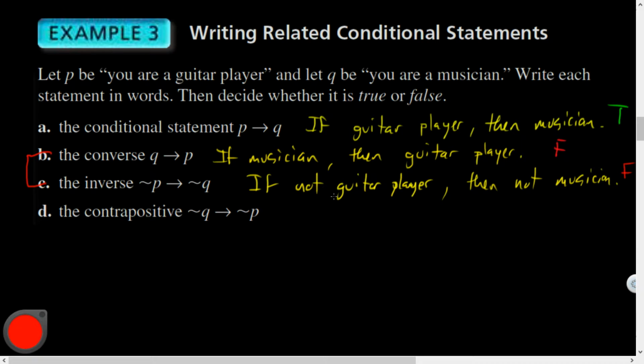Right. So I could think of a person who is not a guitar player for whom this conclusion would be false, right? And that would once again be the cellist, the guitar player, right? The acapellist. I don't know. And let's see if we can do this last one. If not Q, then not P. So this would be: if not musician, then not guitar player.